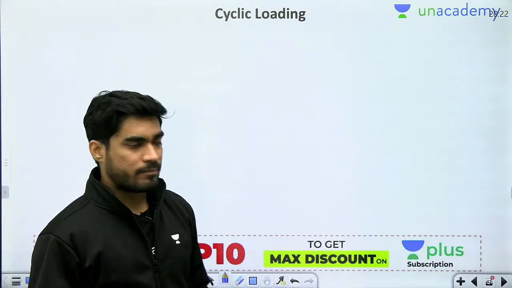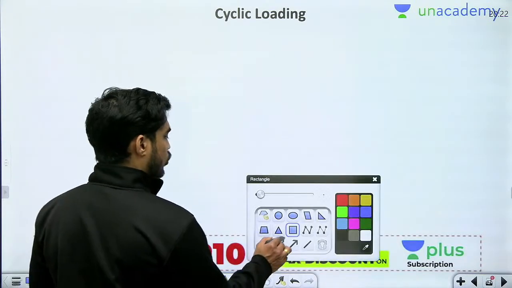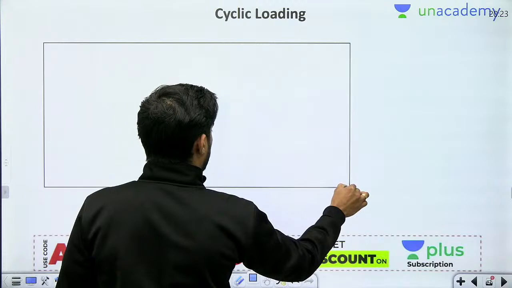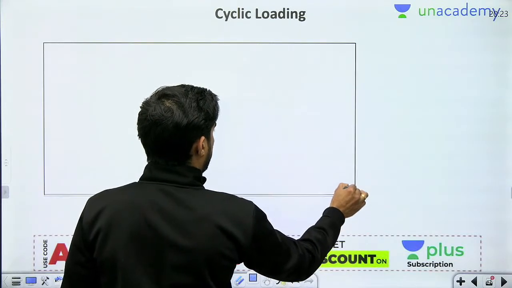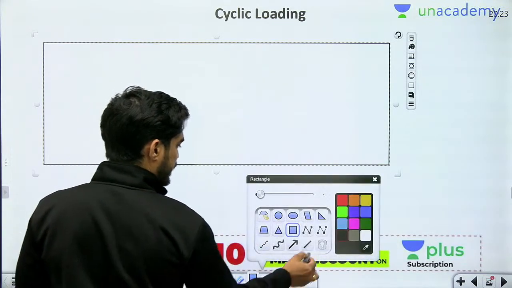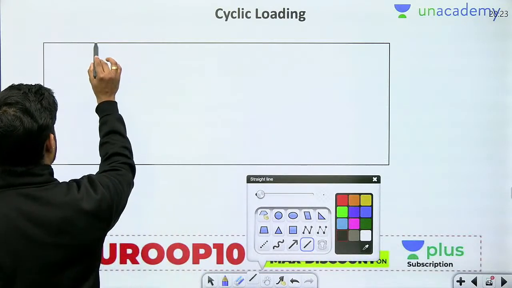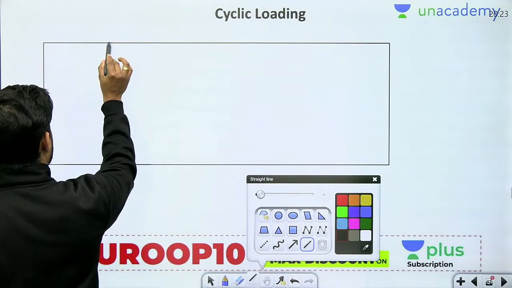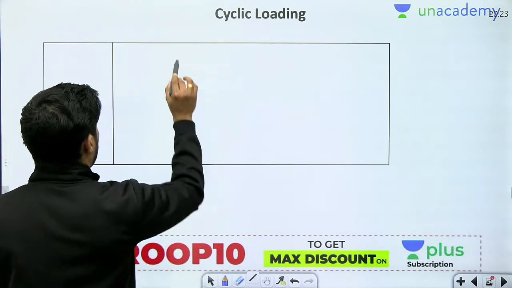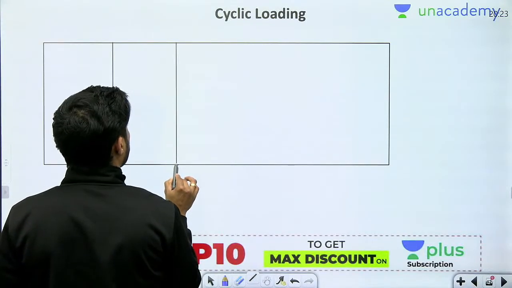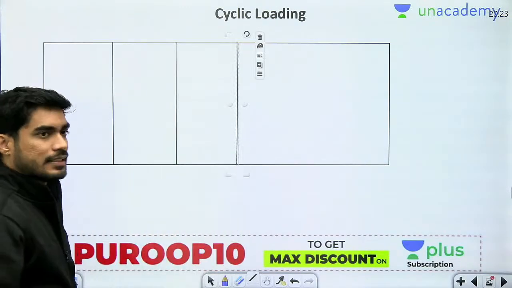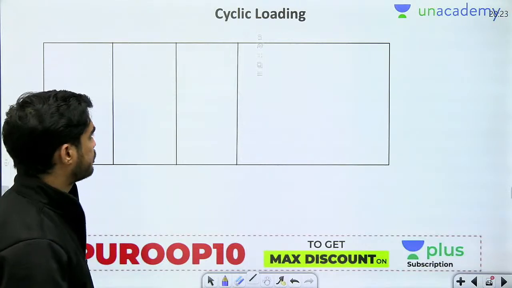So do you understand what I am saying? In order to understand this, we are going to make a table. In this table, I am going to put the different loads acting on the bearing, the different speeds, and the percentage time for which that load is acting.